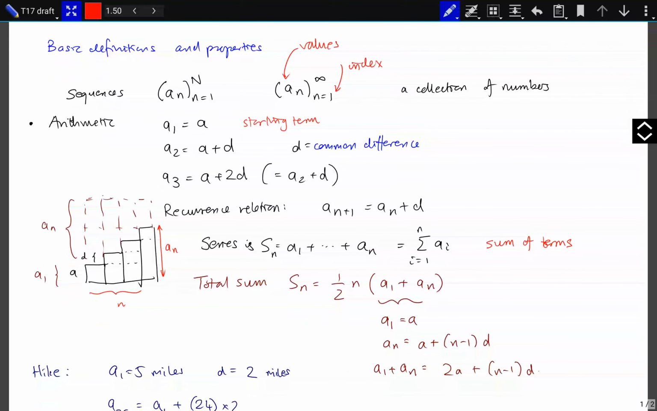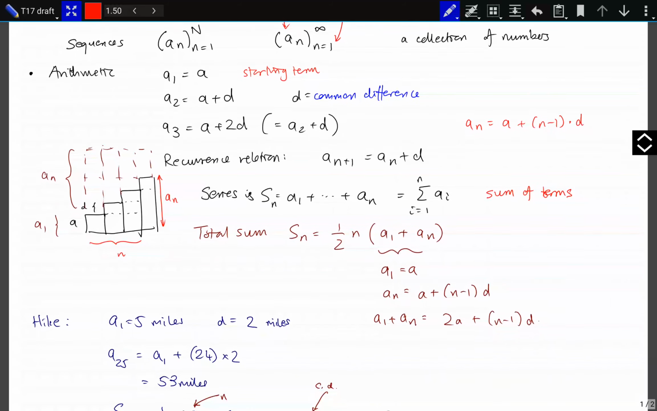So overall, the sum of the first n terms is 1/2 n times (a1 plus an). But if you use the formula for an, which is a1, the first one, that's a, plus the number of steps, n minus 1, times the common difference d, you get that the total sum is 1/2 n times (2a plus (n minus 1)d).